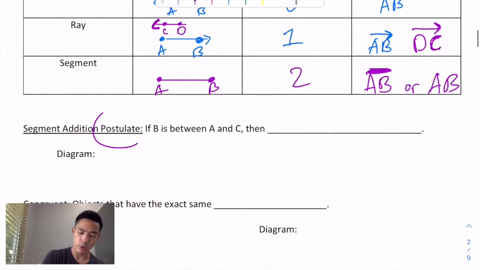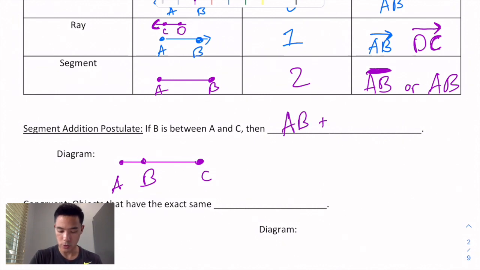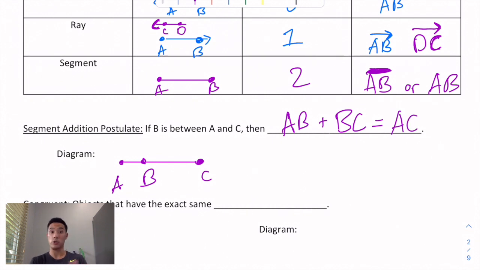Segment addition postulate. Reminder, the word postulate is basically a theorem that doesn't have to be proven. Basically something that will always work, but it's also like common sense, at least in the math world. So B is between A and C. Let me draw A and C just randomly, and B is somewhere here. Let's put B right there. Then this will always be true: AB plus BC equals AC. That's what I call the segment addition postulate.